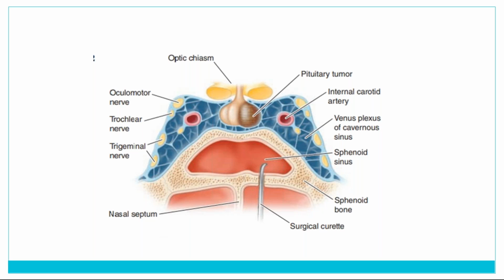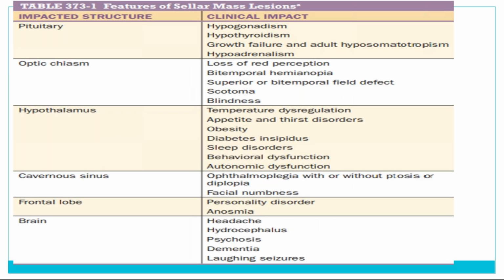Patient can present with diplopia due to involvement of the cranial nerves 3, 4, and 6. So there can be mass effects due to pituitary, like hypogonadism, hypothyroidism. Last class we have discussed hypopituitary. Or if there is a mass effect on optic chiasma, bitemporal hemianopia will be there, more on the superior aspect. Or if there is optic nerve compression, patient can present with blindness.